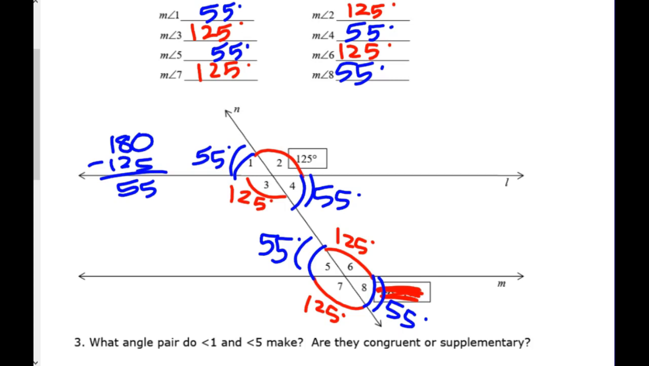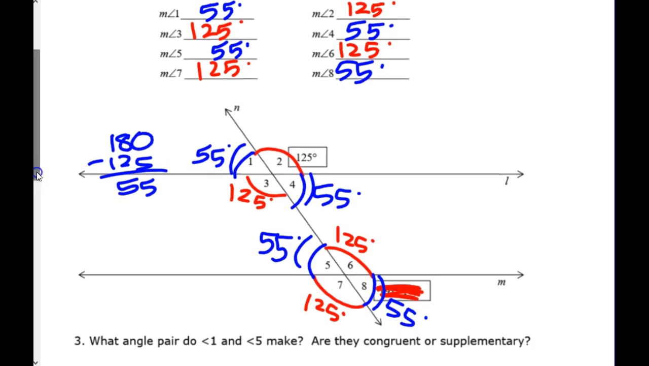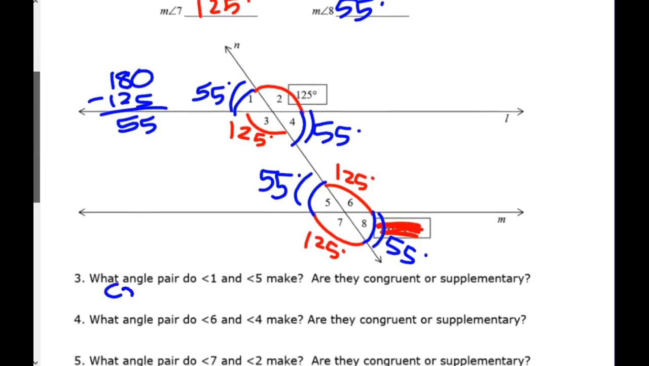So 1 and 5, you can't call them both interior. You can't call them both exterior. And they're not right next to each other, so they're not supplementary or linear pair. So this is that weird one I told you about. So I want everyone to hear this. The weirdest one is this one. All right, looking up here. So this is called corresponding, okay? Corresponding.